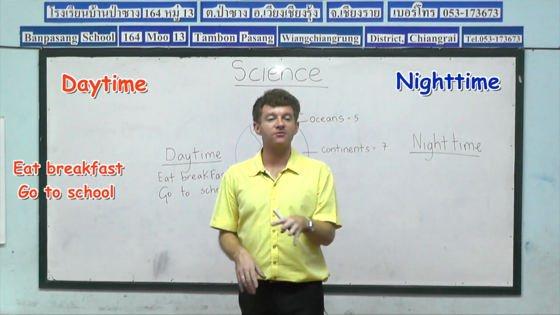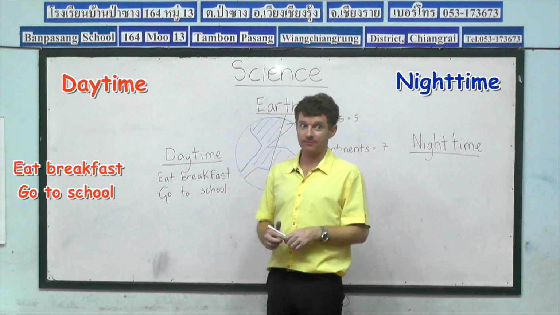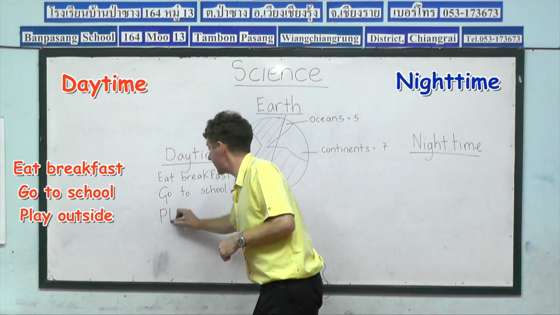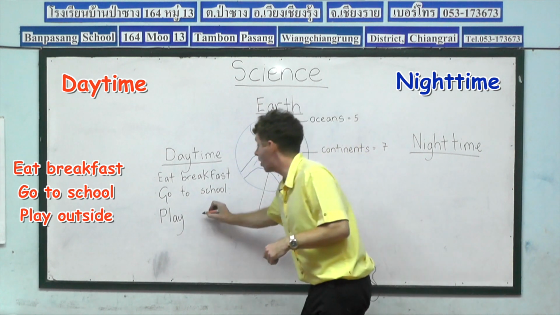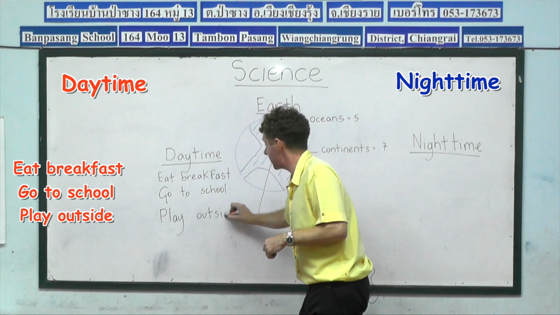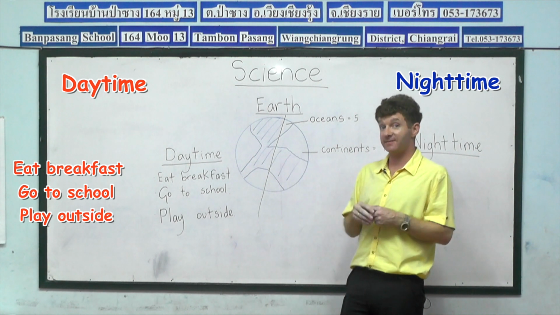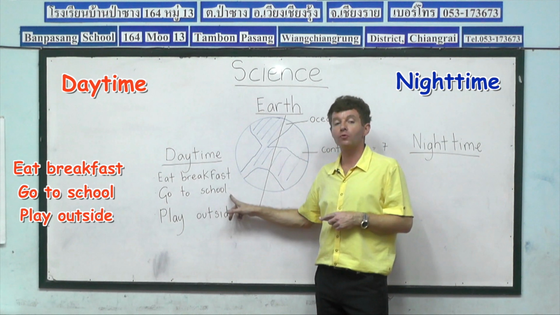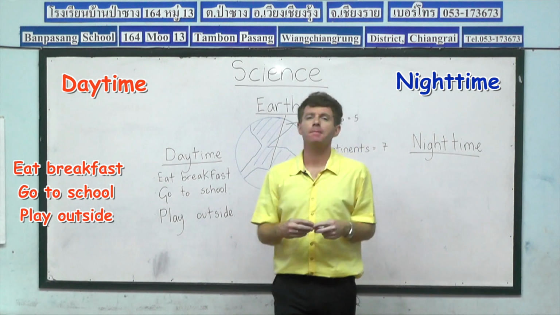When do you play outside? Daytime or nighttime? Daytime. We play outside at daytime. Play, P-L-A-Y. And then outside, O-U-T-S-I-D-E. Okay, so we've got some good activities for daytime. Eat breakfast. Go to school. Play outside. Now let's have a think about nighttime.